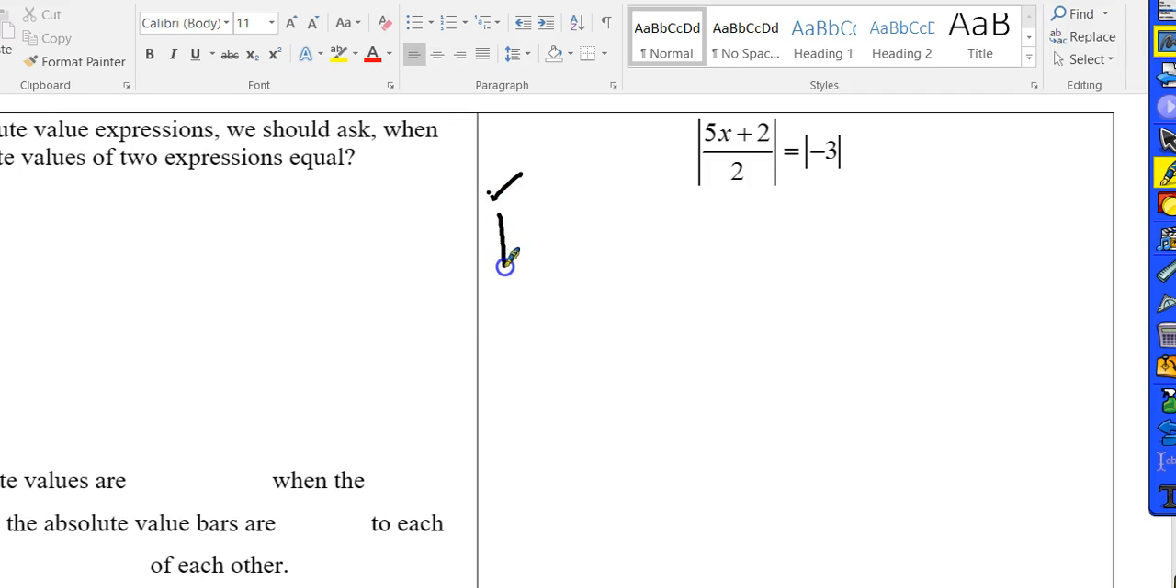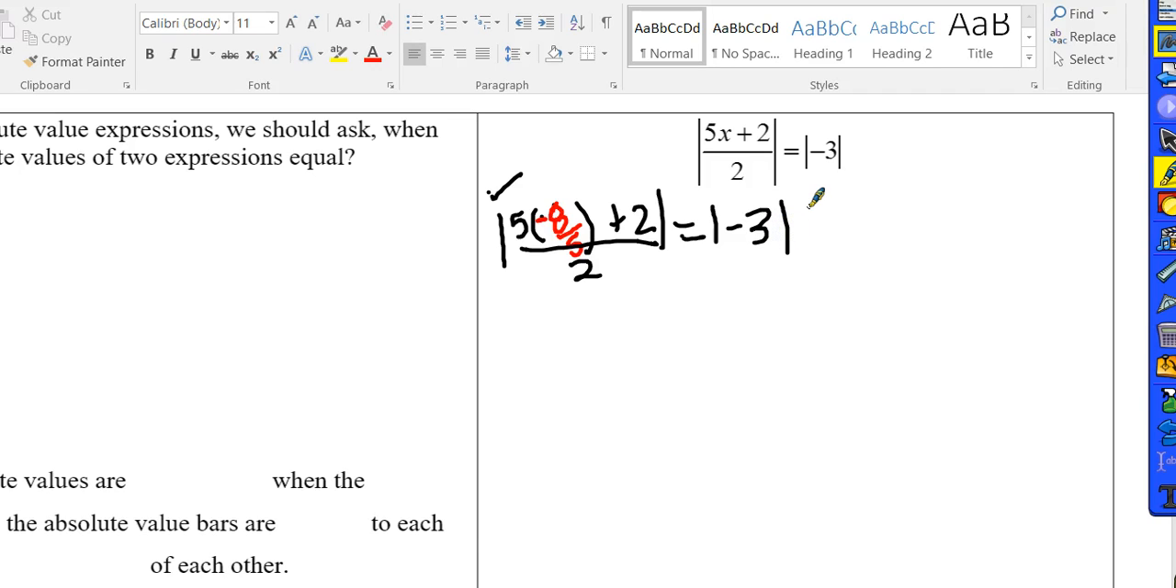So plugging that in, writing it down. We're going to plug in, what was it, 8/5 or negative 8/5? Okay, so we're going to plug in a negative 8/5. Maybe I'll do that in a different color here. Negative 8/5 plus 2 all over 2 should equal the absolute value of negative 3.